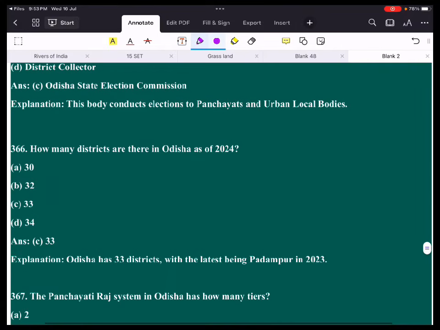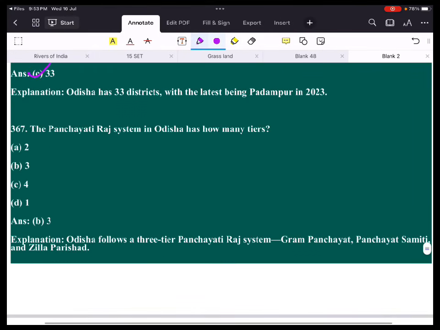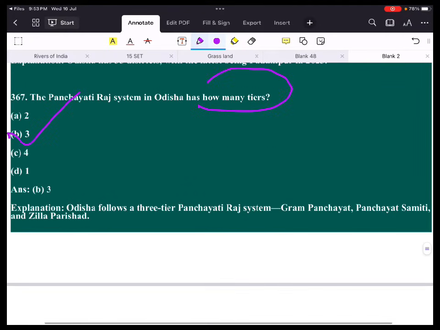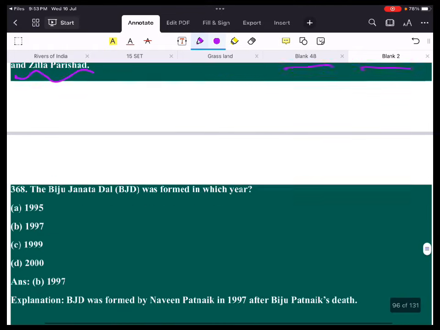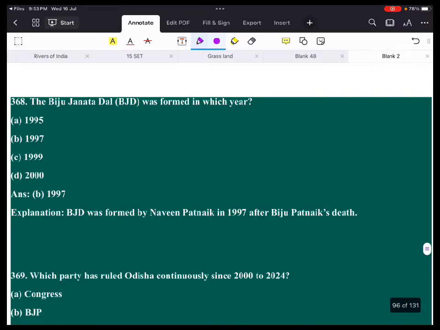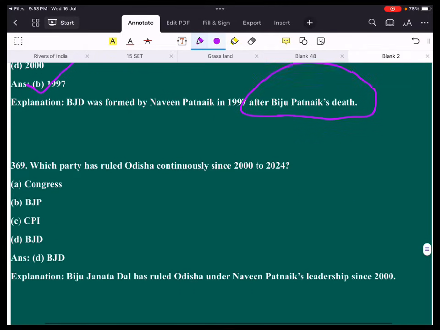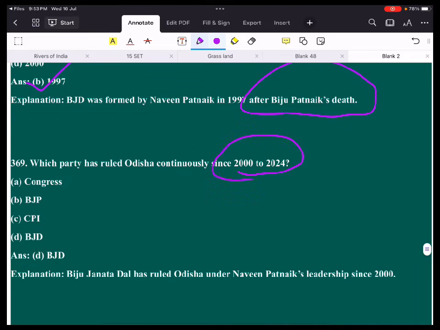How many districts are there in Odisha as of 2024? That is 33. The Panchayati Raj system in Odisha has how many tiers? That is 3, option B: Gram Panchayat, Panchayat Samiti and Zila Parishad. The Biju Janata Dal was formed in which year? That is 1997, after Biju Patnaik's death. Which party has ruled Odisha continuously from 2000 to 2024?